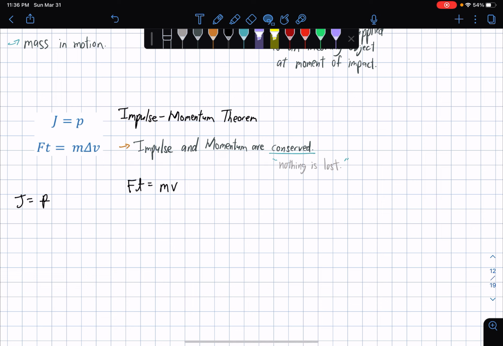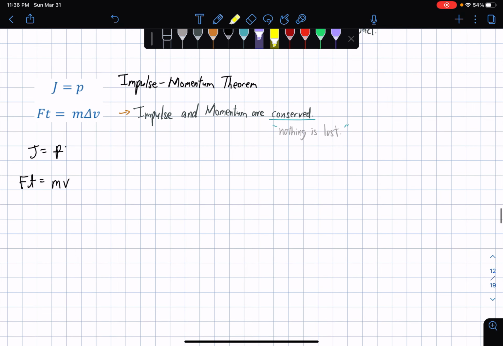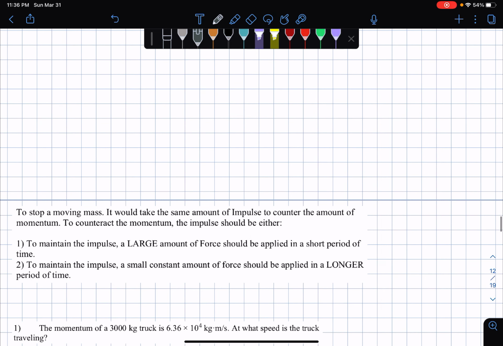There is this equation: impulse is equal to momentum. From there, J, we all know, is equal to Ft, the force times time. And p can be extended as m times v. So we have something like this, and they're basically equal to each other.